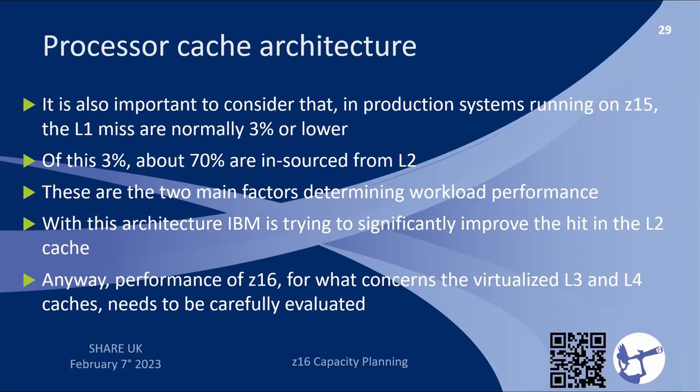Anyway, the reason why IBM is trying to improve the hit rate in the level 2 cache is quite evident. Because if you find what you're looking for in level 2, you are not entering the nest. So that is not affecting the behavior of your machine as much as it could.